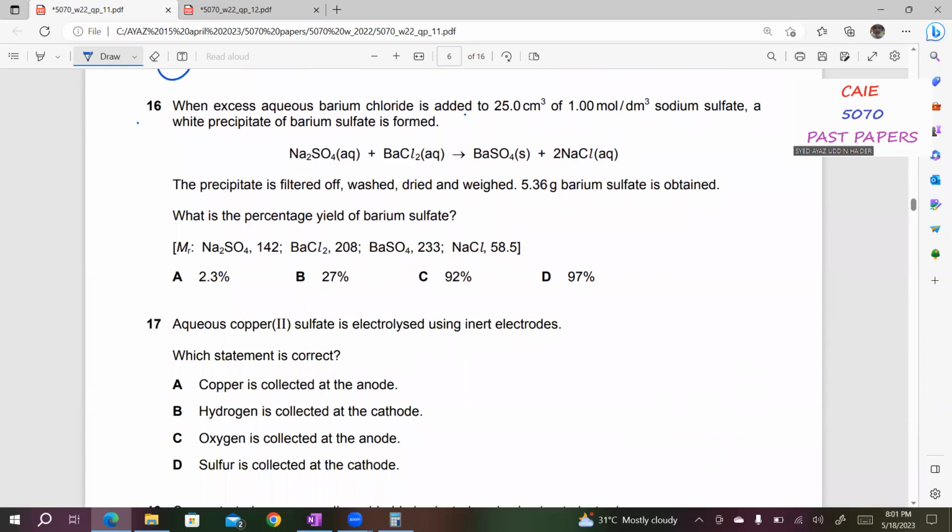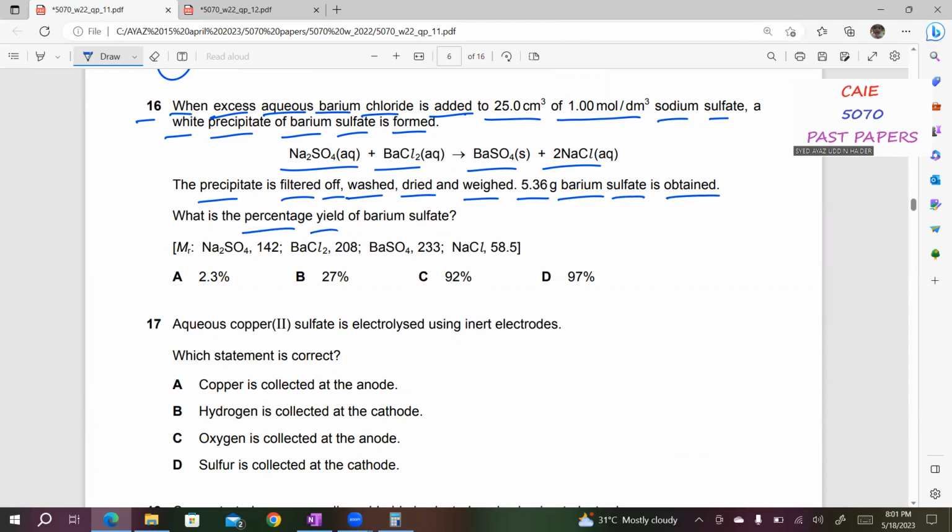16. When excess aqueous barium chloride is added to 25 centimeter cube of 1 mole per dm cube sodium sulfate, a white precipitate of barium sulfate is formed. The reaction is given: Na2SO4 plus BaCl2 gives BaSO4 plus 2NaCl. The precipitate is filtered off, washed, dried, and weighed. 5.36 gram barium sulfate is obtained. What is the percentage yield of barium sulfate? MR of these compounds are provided here.